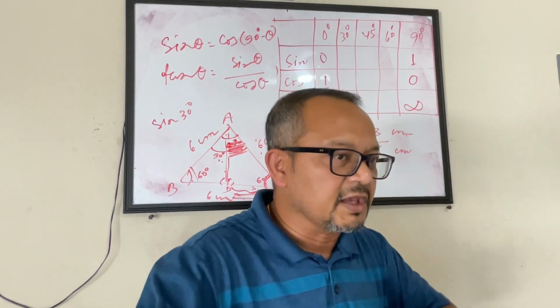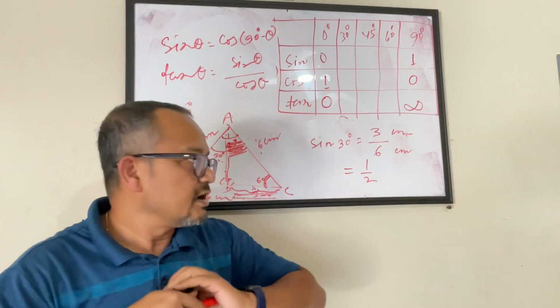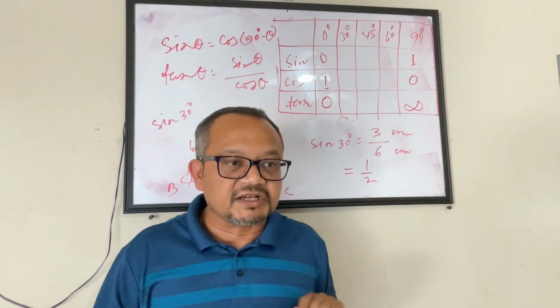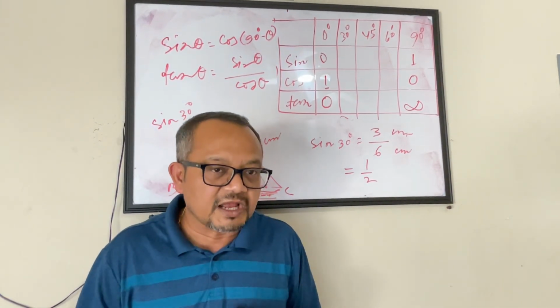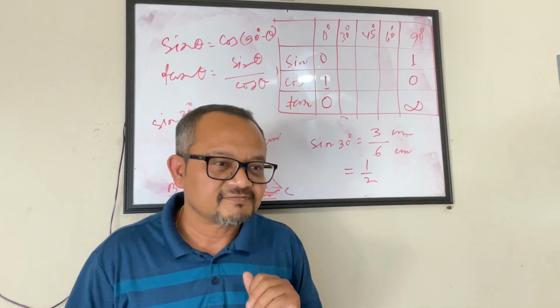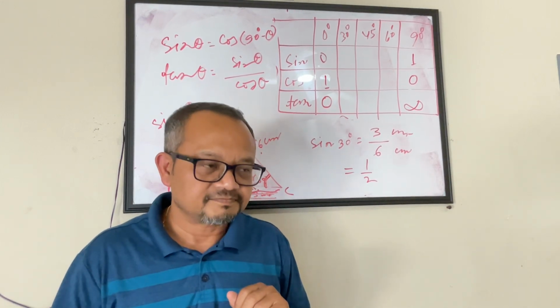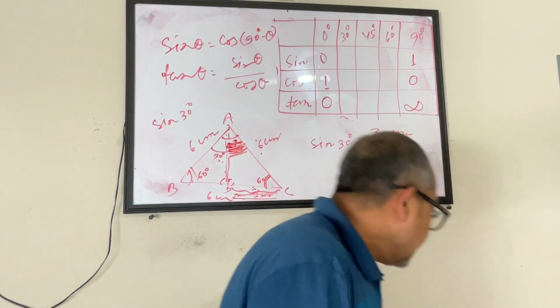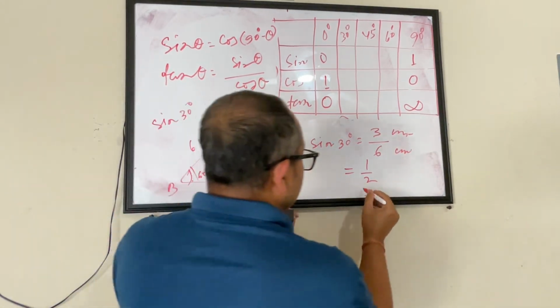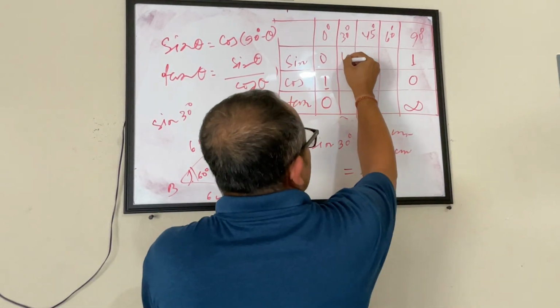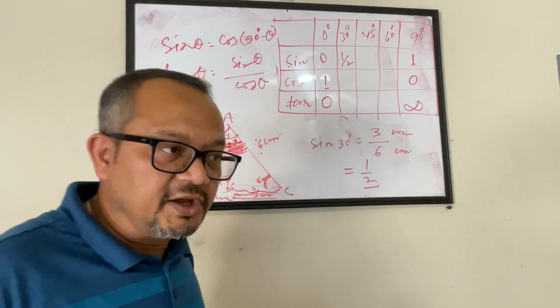Am I making sense so far? Yes, sir. Are you guys convinced that sine 30 degrees is 1 by 2? Not because I am saying so. Yes, sir. Okay. Now, the sine of 30 degrees is 1 by 2. Let's fill this table. Okay?